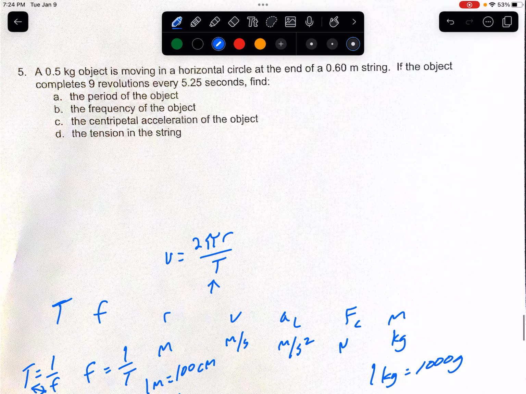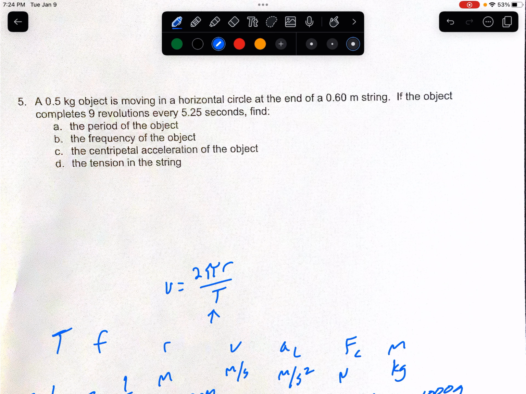An example would be this problem right here, which we'll do in a bit, where you see 9 revolutions every 5.25 seconds. While that is a time, that is not the time for one revolution. You would need the time for one revolution, so we would find that, which we'll do in a bit.